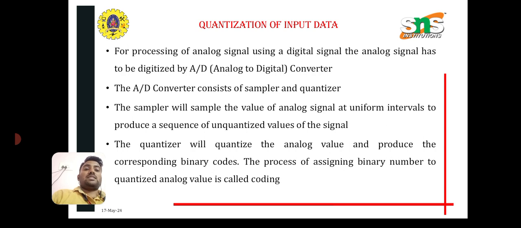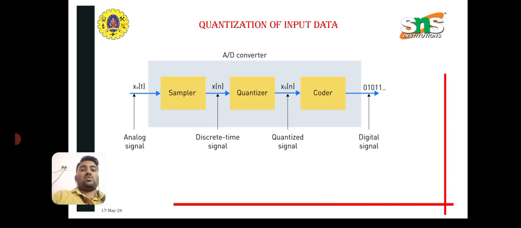The sampler will sample the value of the analog signal at uniform intervals to produce a sequence of unquantized values of the signal. The quantizer will quantize the analog value and produce the corresponding binary codes. The process of assigning a binary number to a quantized analog value is called coding. This is the A to D converter block diagram.